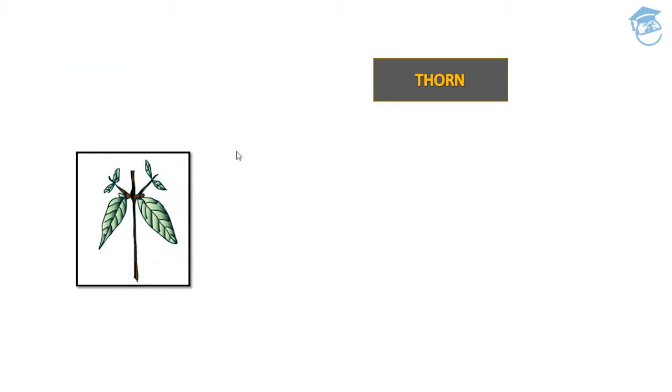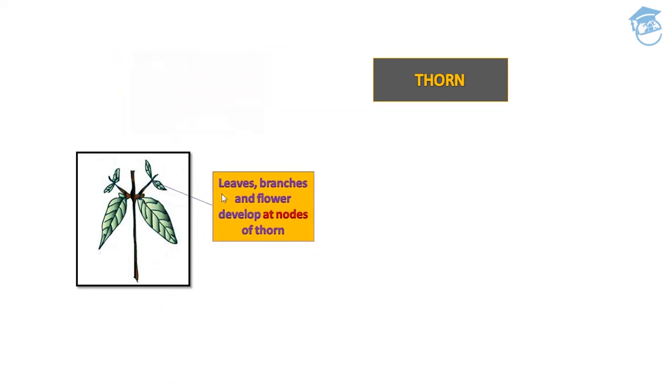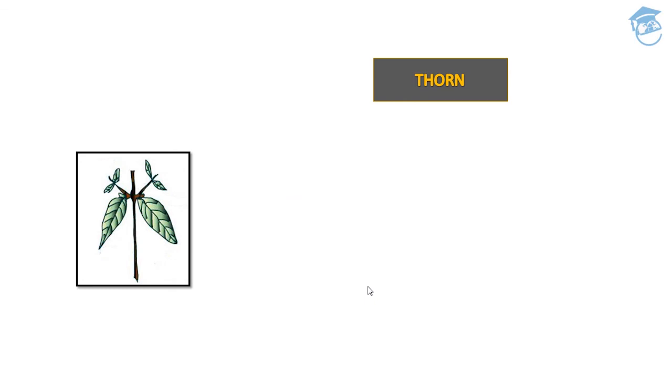Now comes another aerial modification of stem, and that is the thorn. A thorn is a hard, pointed, usually straight structure produced by a modified axillary bud. So this is the axillary bud which gets modified and becomes a thorn. Leaves, branches, and flowers develop at the node of a thorn. That means at the node of the thorn, leaves, branches, and flowers emerge. So this indicates that it is a modified stem, because it has nodes and internodes too.